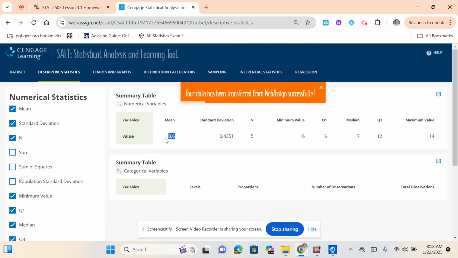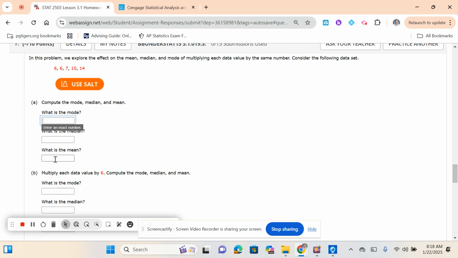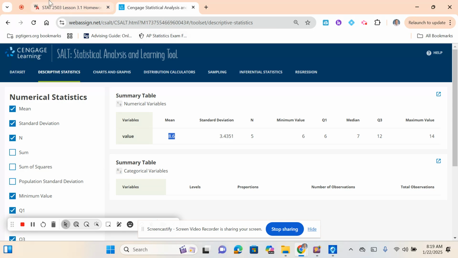And so we could copy this over here, Control C, Control V. Is that the mean there? Be careful about the order there. I almost messed that up. And then the median, I'll just put 7.